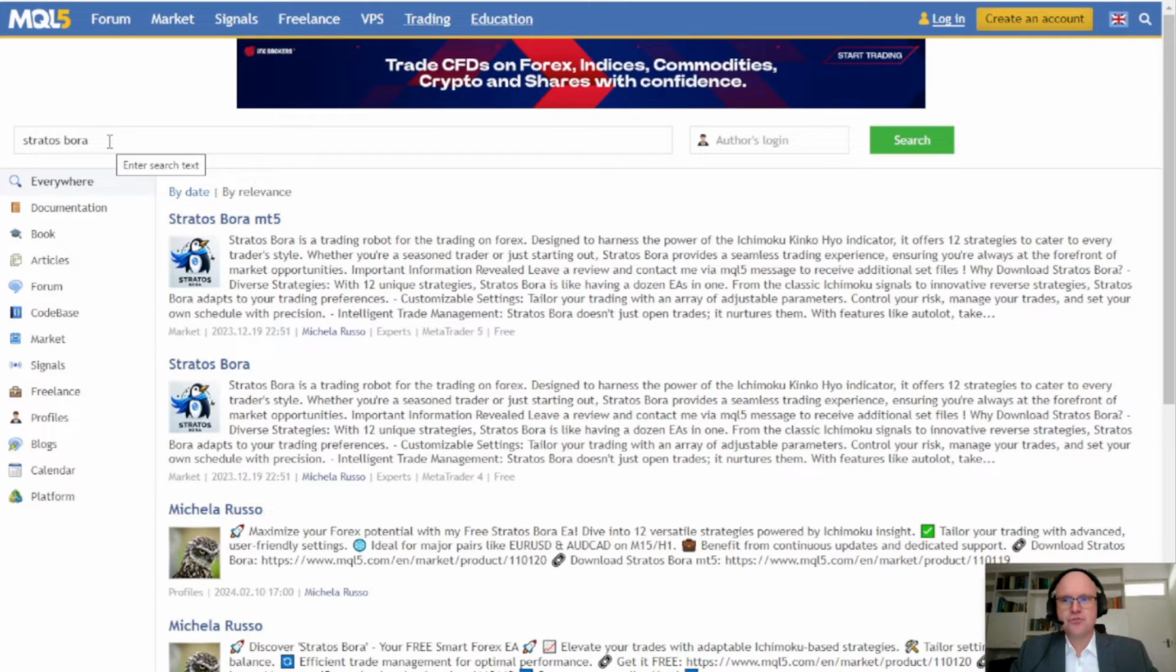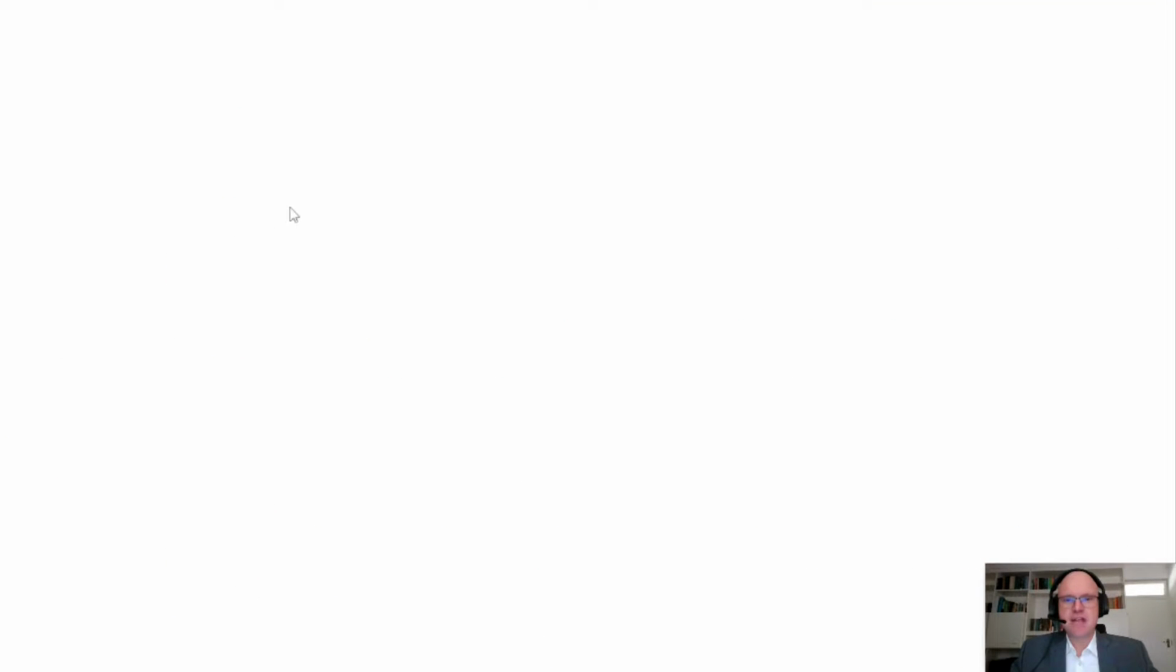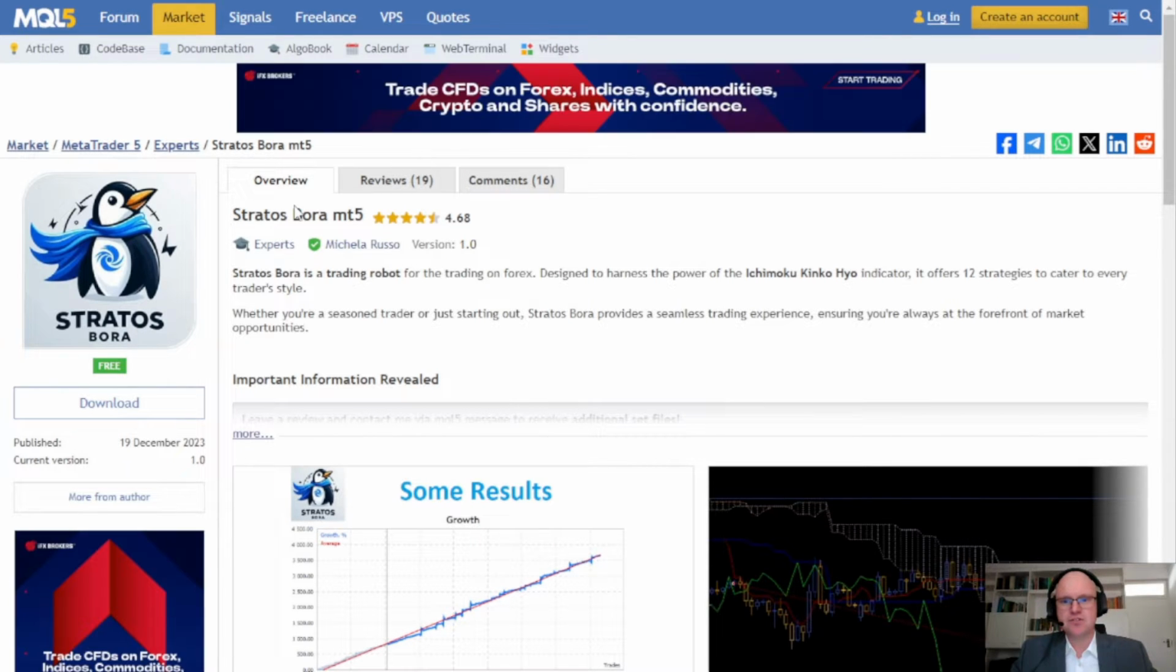Now, if you search for Stratus Bora on MQL5, you'll notice that there's both an MT4 and MT5 version available. On top of this, it also provides us with some additional information about the author, so let's dive into the information provided. As always, if you want to learn more about the EA, feel free to head to the website and take a closer look.